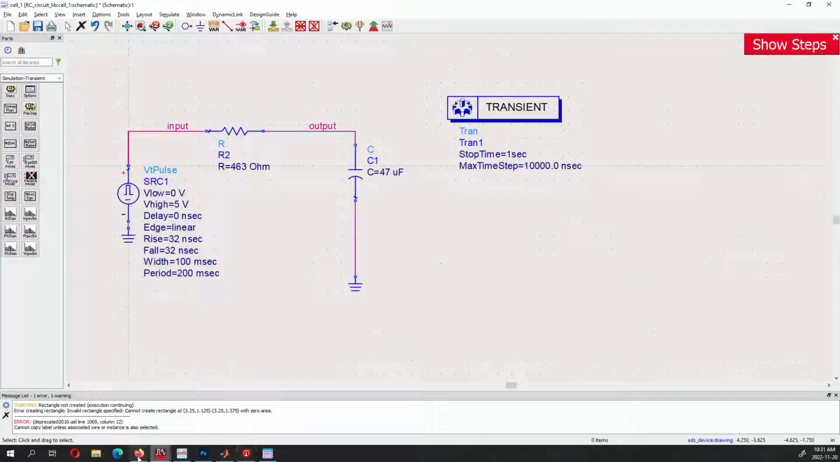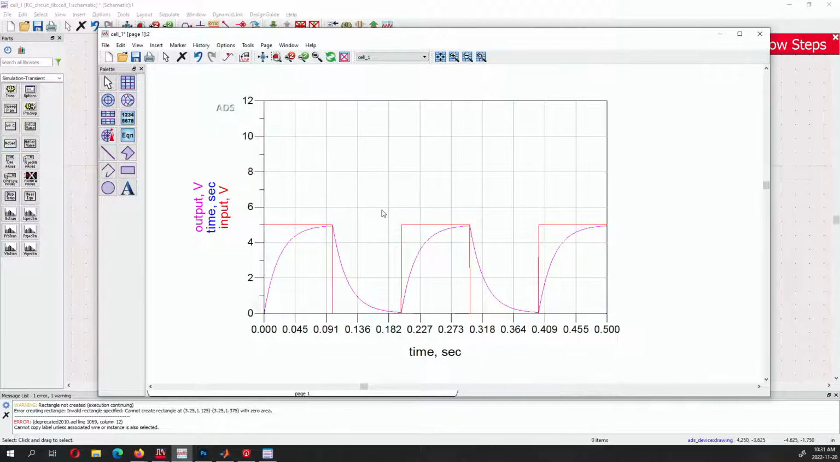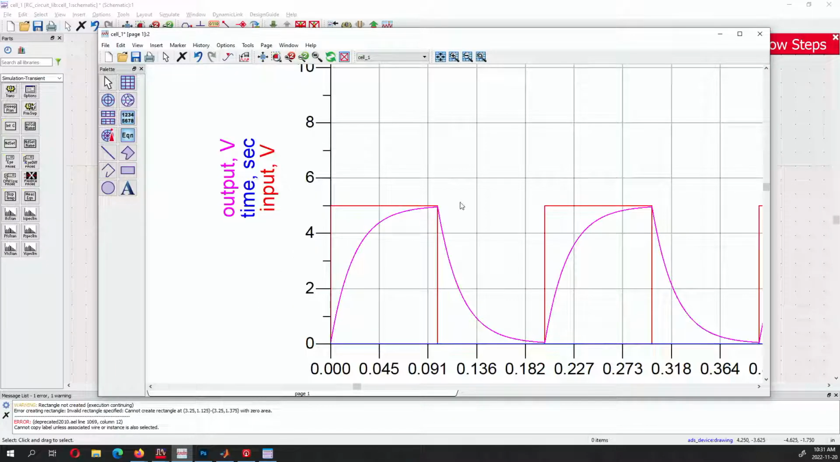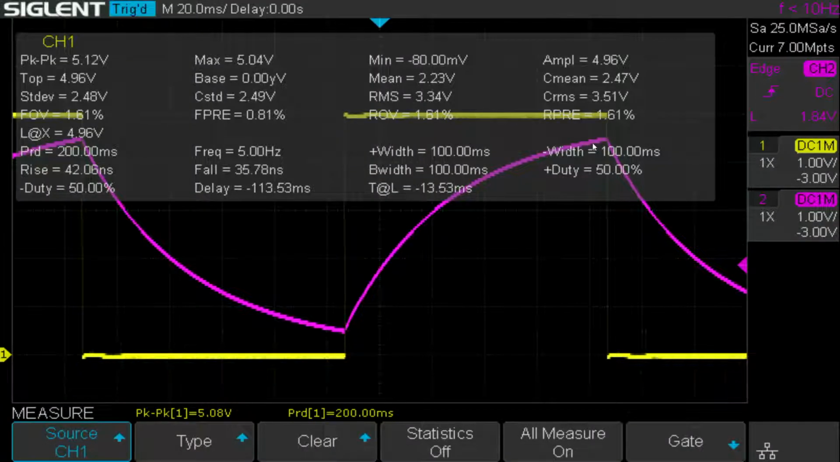And when we do the analysis in Keysight, this is what we have over here. So let's zoom in and see how accurate it is. At the highest level, we have approximately 4.93. It's almost reaching there, 4.19 in an ideal 47 microfarad. Whereas in the simulation or in the experimentation, we don't quite reach very close to the 5 volts. The top is 4.96 volts. No, this is channel 1. So let me go to channel 2.